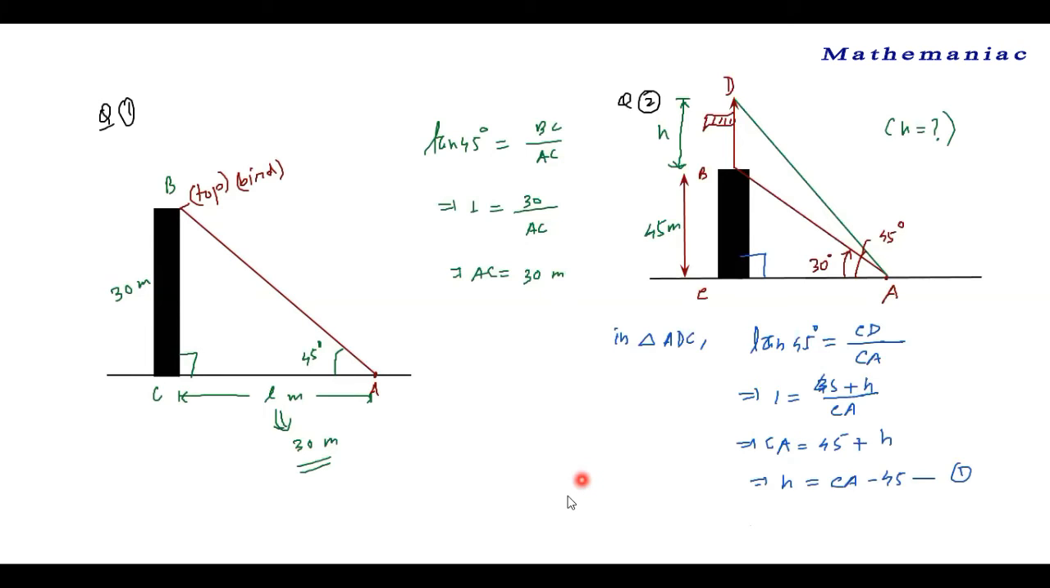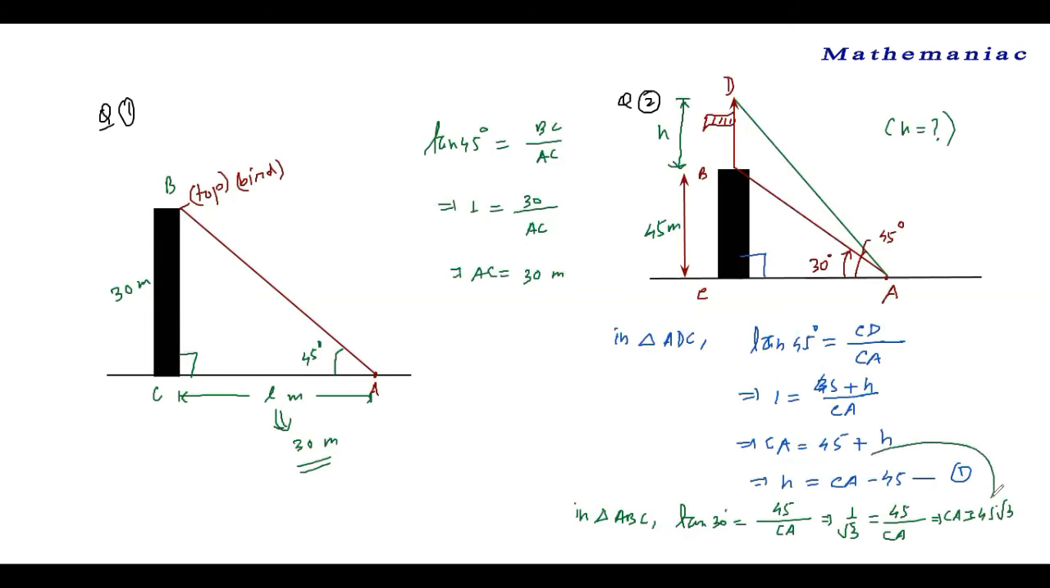So now you come to the other part of the problem. You are left with one more triangle, right? In triangle ABC, here also you now take tan of 30 degrees. Tan of 30 degrees will be equal to what? This time I can directly write 45 by CA. Right, so tan of 30 degrees, if you use the table, is 1 by root 3. So it is 45 by CA. So what is CA from here? CA is equal to 45 root 3.